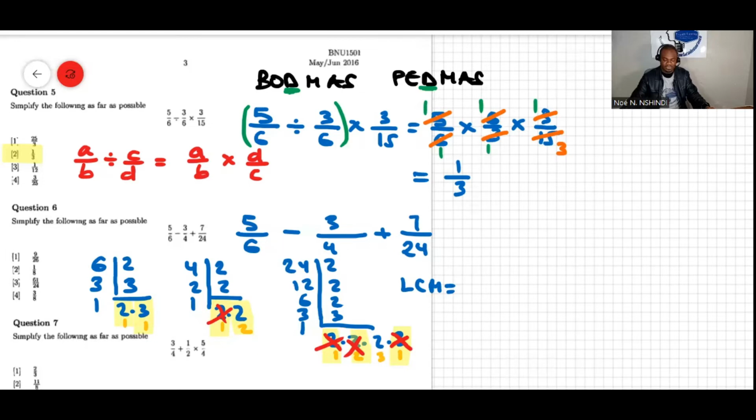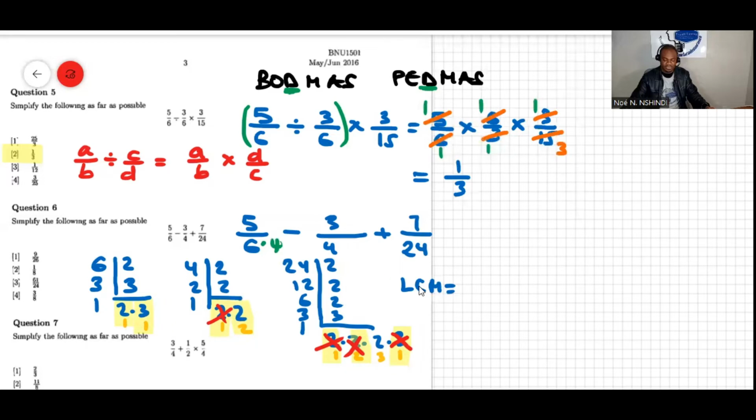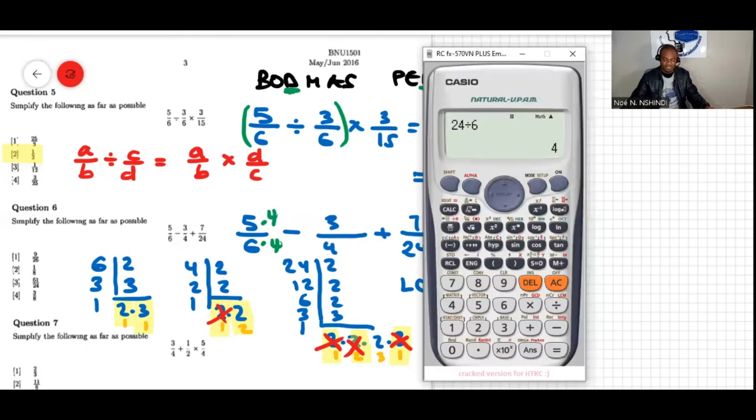So if I have 6, I need to get 24. What can I do? If you're unsure, just do 24 divided by 6, and then you get 4. So meaning I must times 6 here by 4 in order to have 24. But if you times the denominator by 4, you must also times the numerator by 4 to keep your fraction the same, okay? And then there we have 4.